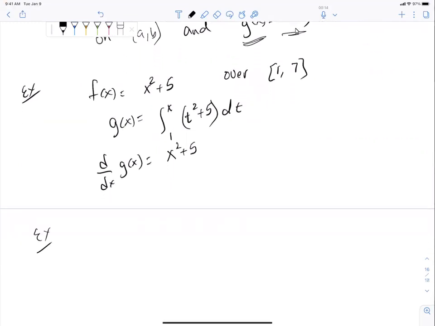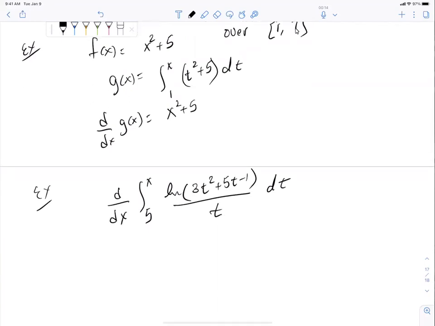The function could be very complicated. Suppose I say the integral from 5 to x of natural log of 3t squared plus 5t minus 1 over t dt. Very unfriendly function. And somebody says, can you tell me the derivative of this with respect to x? I use my fundamental theorem of calculus knowledge. This is my fixed bound down here. This is my variable bound. I'm taking the derivative with respect to that variable.